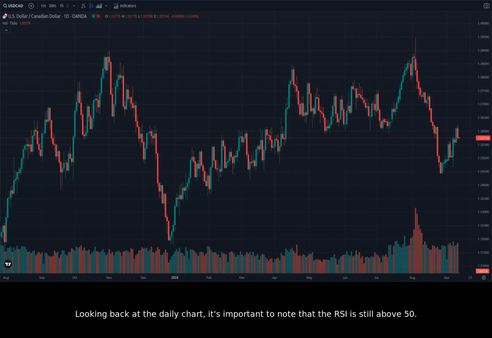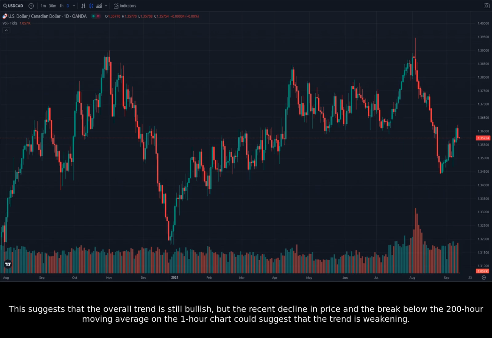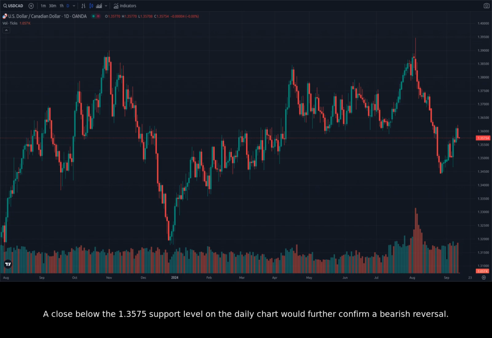Looking back at the daily chart, it's important to note that the RSI is still above 50. This suggests that the overall trend is still bullish, but the recent decline in price and the break below the 200-hour moving average on the 1-hour chart could suggest that the trend is weakening. A close below the 1.3575 support level on the daily chart would further confirm a bearish reversal.